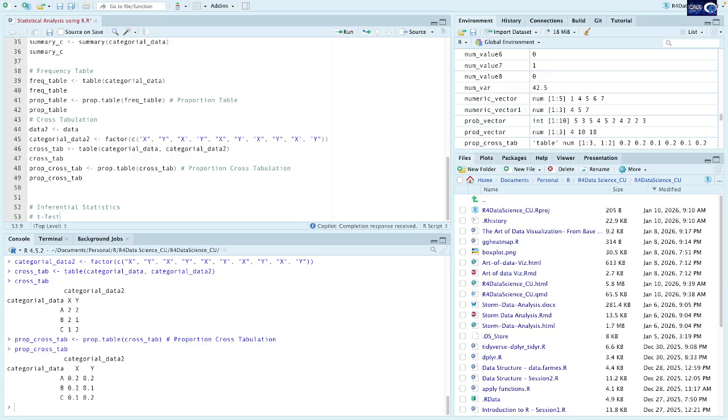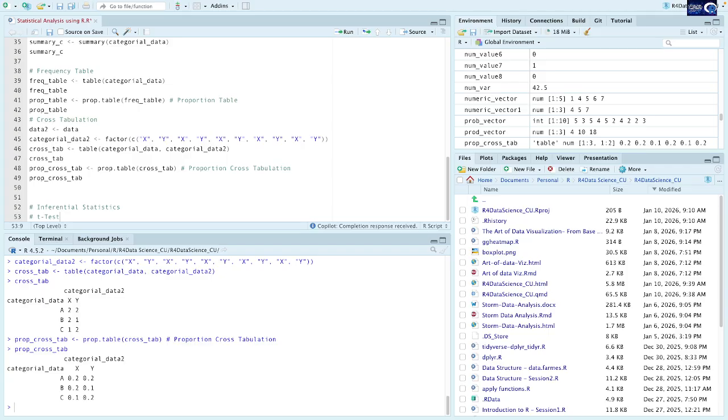Now there are different types of t-test available. The one sample t-test helps us compare the mean with a common or known value. Then the independent t-test, also known as the two sample t-test, compares the means of two independent groups. And then we have the paired t-test, which compares the means of the same subject before and after. It should have the same teams or the same subject.